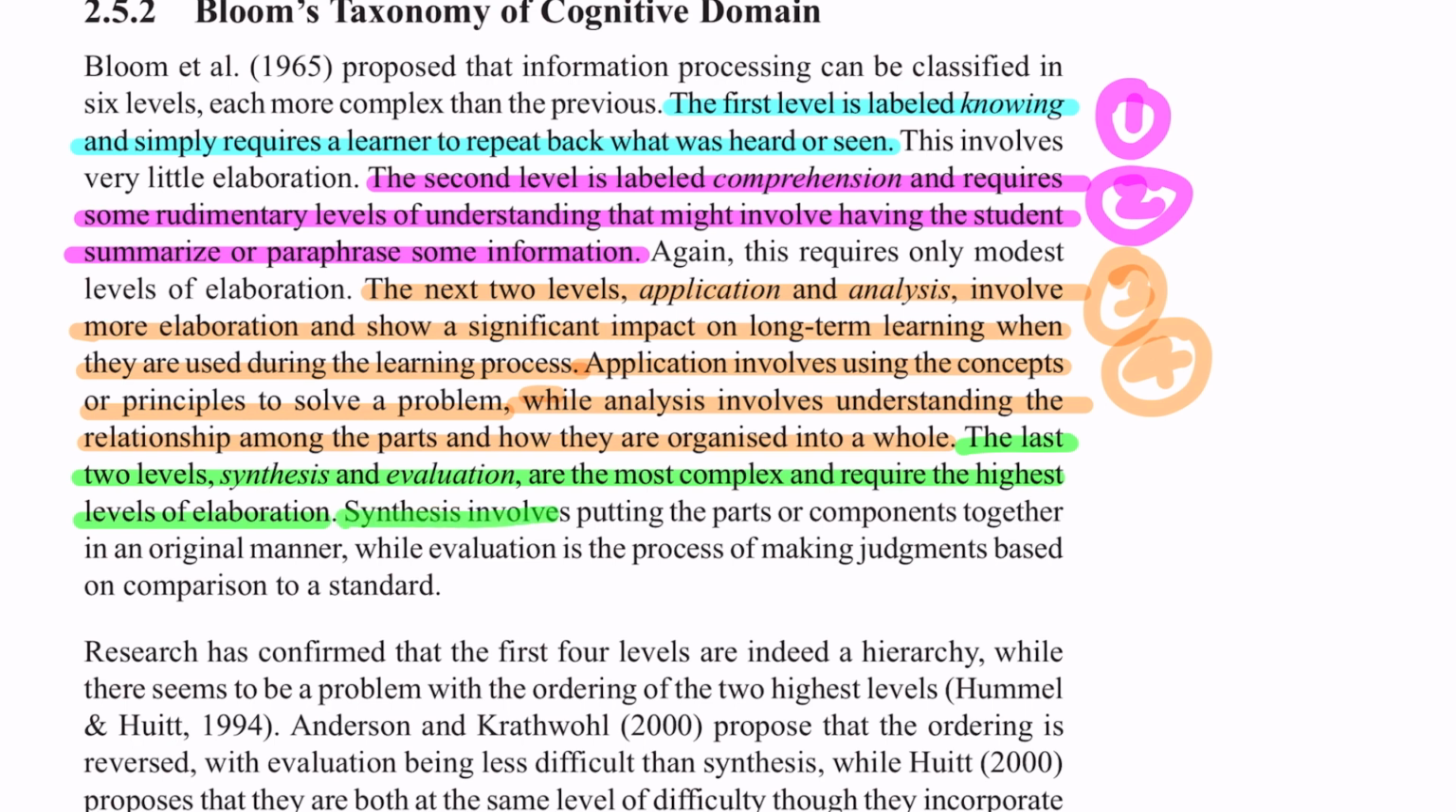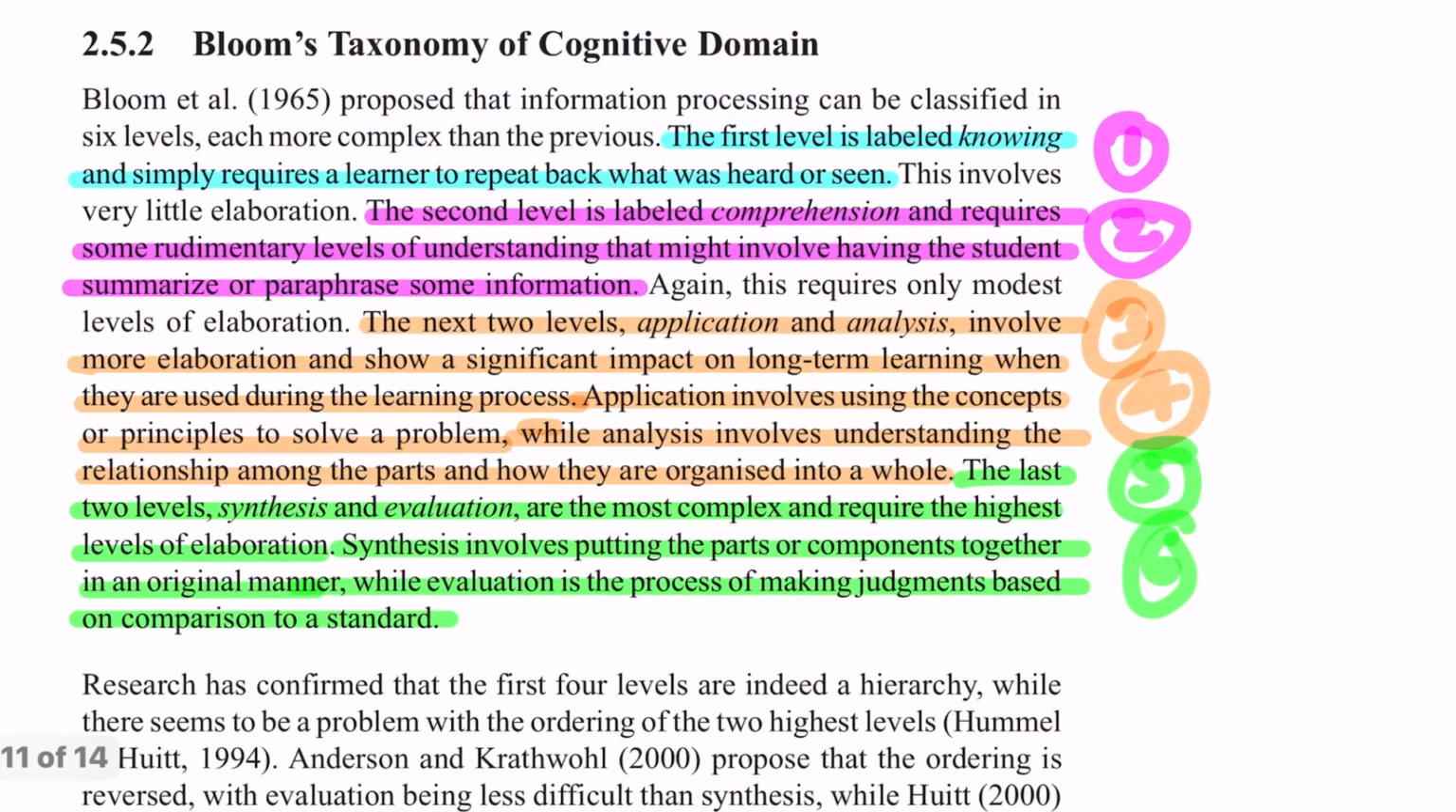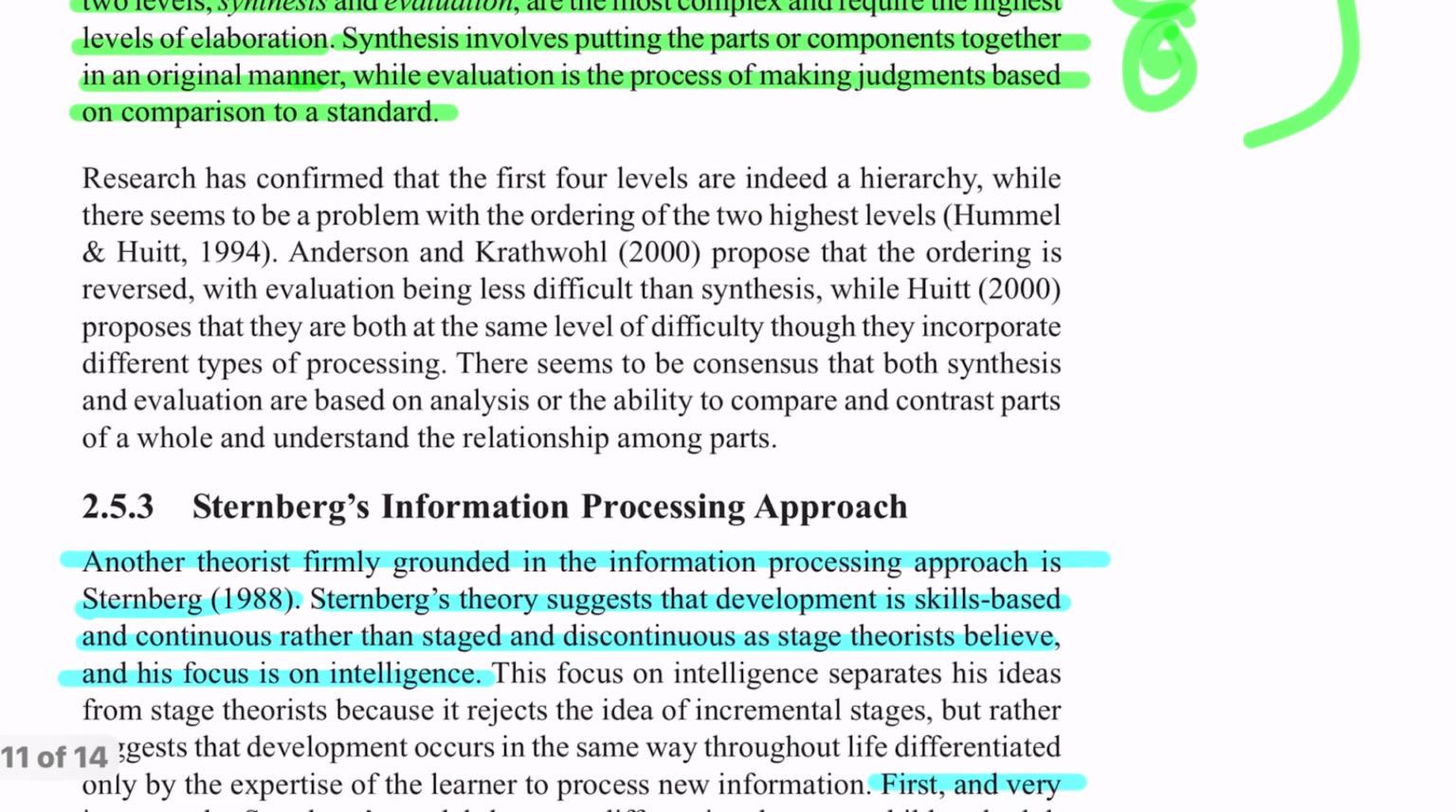So synthesis involves putting the parts of the components together in an original manner, that is, involving your own thinking. That is what original manner means. While evaluation is a process of making judgments based on comparison to a standard. So these were the fifth and sixth levels. You have to understand this, and these are very important, and can be asked in your examination also.